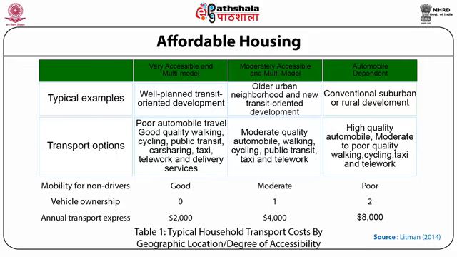In a very accessible location, the household requires no vehicles and has low transport costs. In a moderately accessible location, it owns one vehicle and has moderate transport costs. In an automobile-dependent location, it owns two vehicles and bears high transport costs.